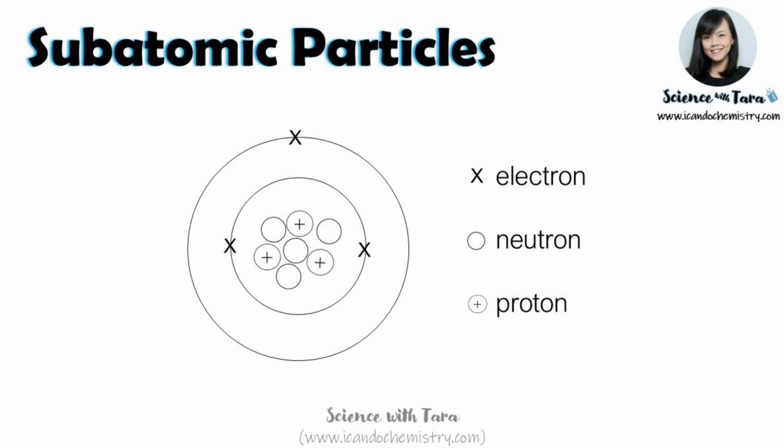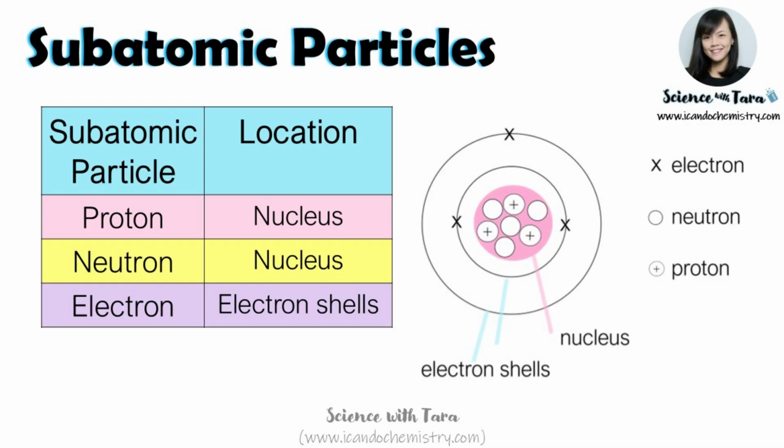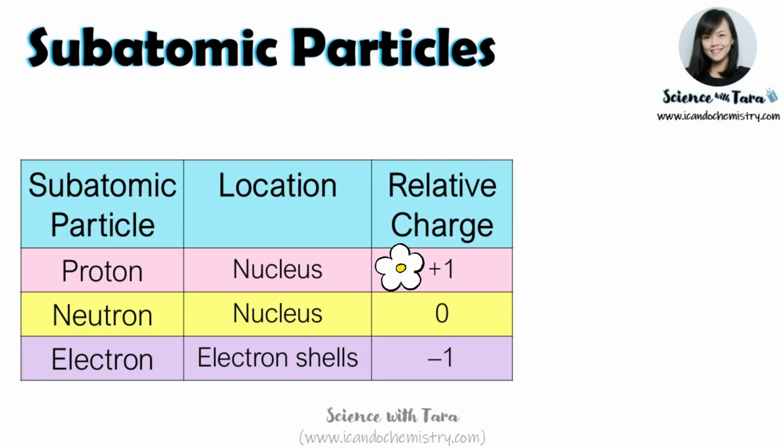Inside every atom, there are 3 subatomic particles. We call them the protons, neutrons, and electrons. Each has its own relative mass, charge, and location. Protons and neutrons are located in the nucleus, while electrons are found in the electron shells. A proton has a relative charge of +1. A neutron has a charge of 0, which we call electrically neutral. And an electron has a charge of -1.